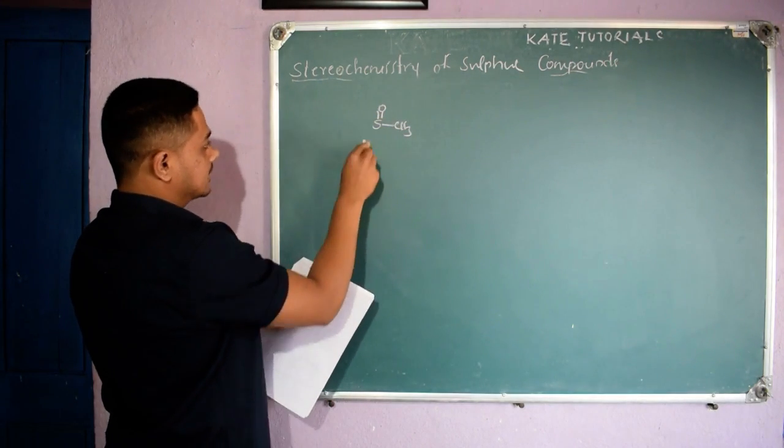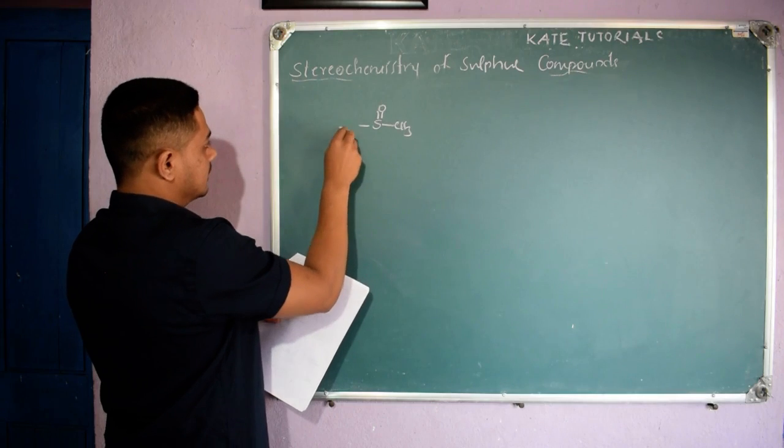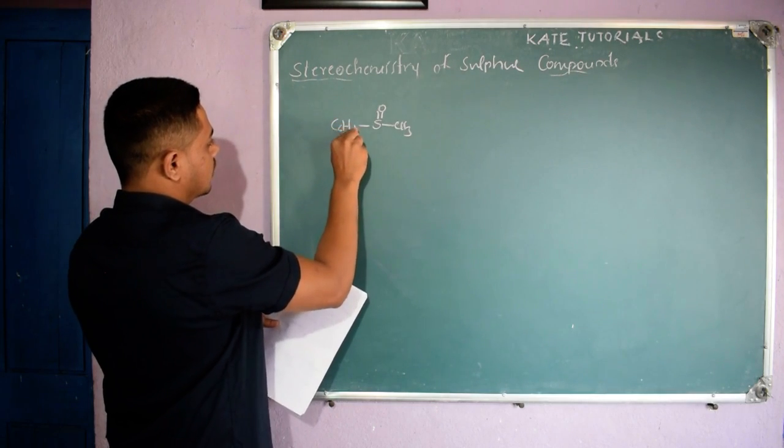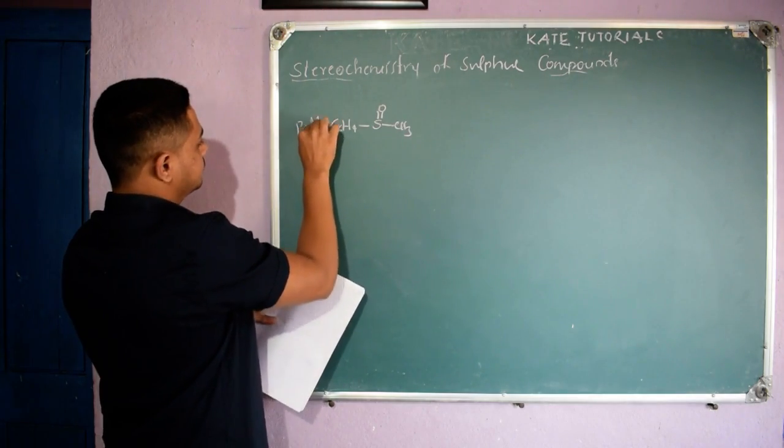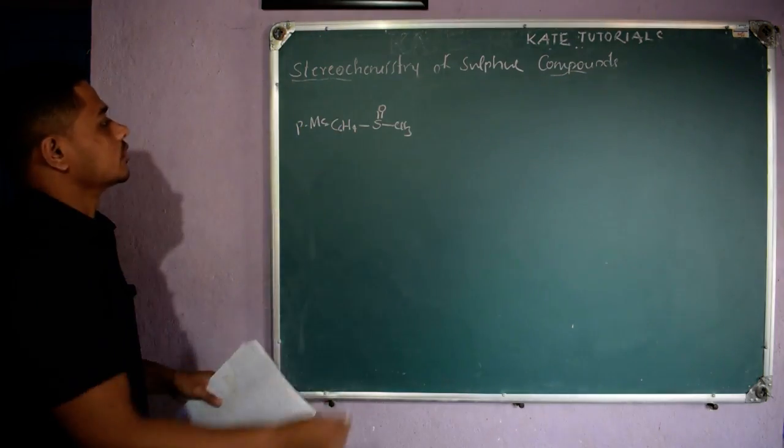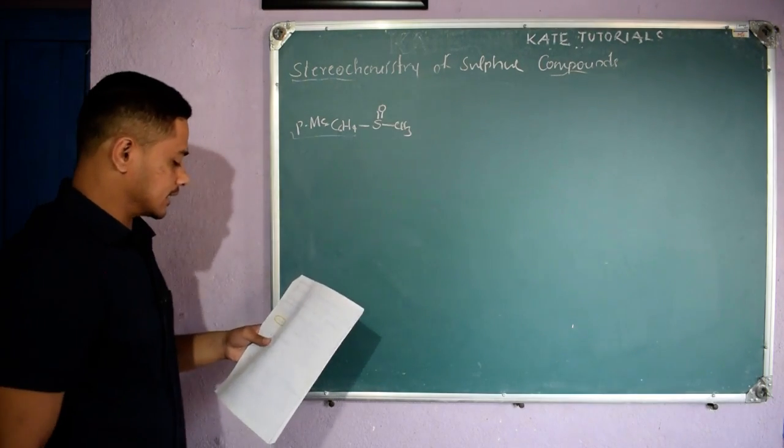CH3, we can write it as Me also. Me means methyl. C6H4, at the para position of this benzene ring we have methyl, right? So if I write like this, you should understand the structure of it.